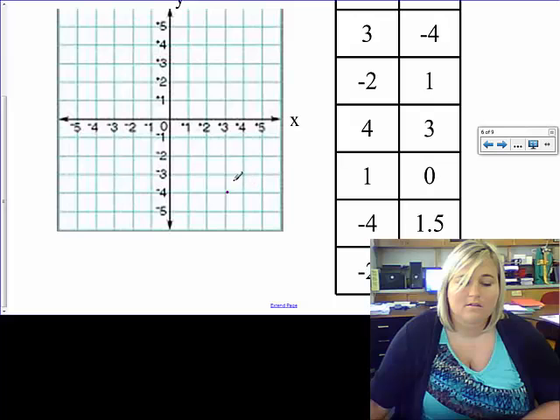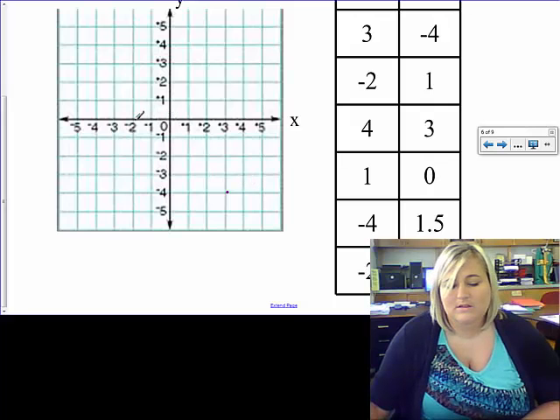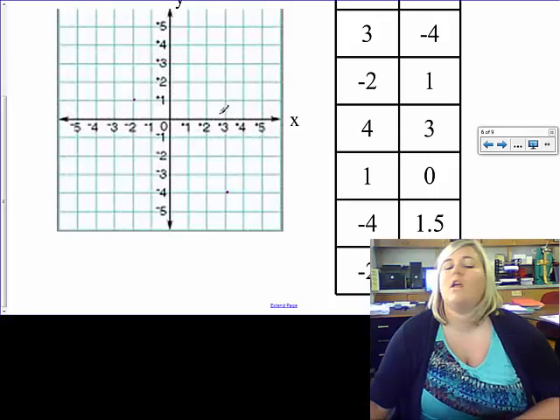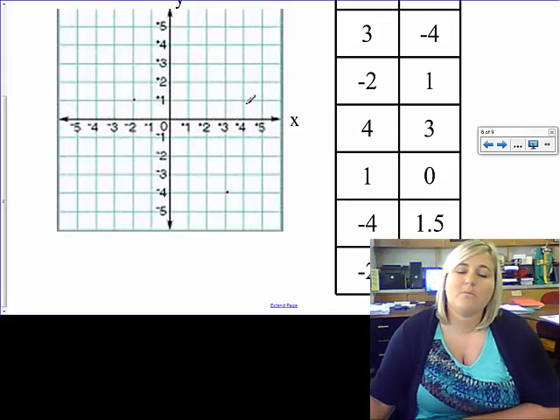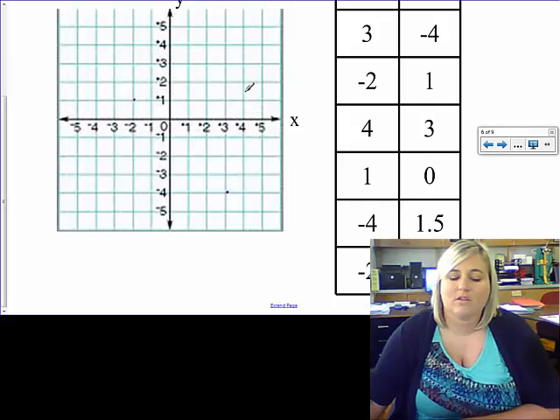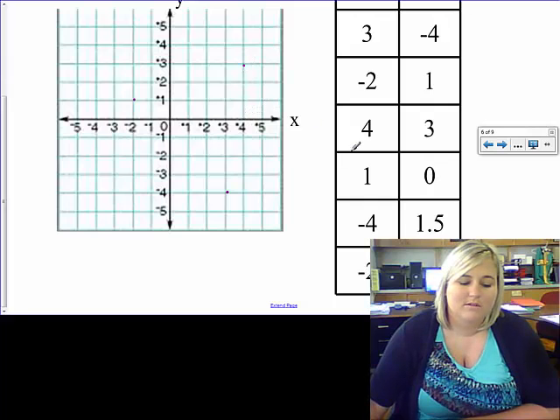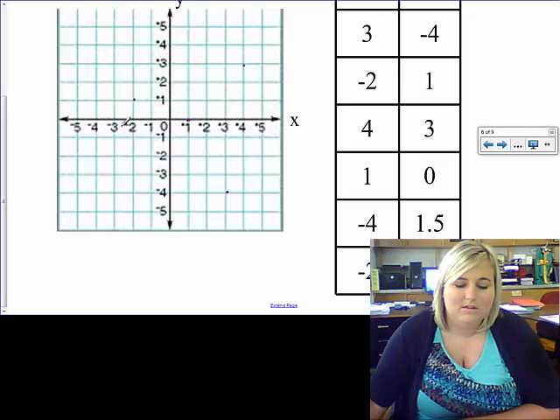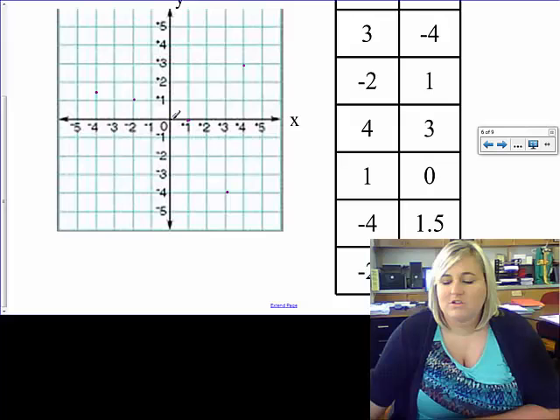Next point is (-2, 1), so I'm going to go left 2 and up 1. Next point is (4, 3), I'm going to go right 4, up 3. Next point is right 1, up 0, so I'm just going to stay right there. Next point is left 4, up 1.5, right there. And our last point is left 2, down 3.